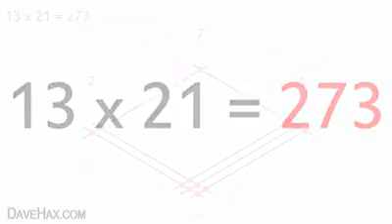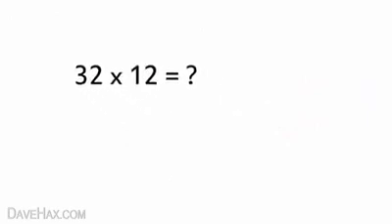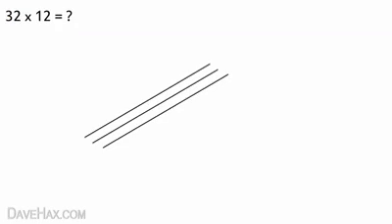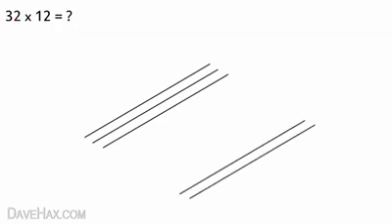Pretty cool, huh? So here's another quick example. 32 times 12. The first digit of the first number is 3, so we draw 3 lines here. The next number is 2, so draw 2 lines here. Then we have the multiplication sign, and the next number is 1, so draw 1 line from here to here.